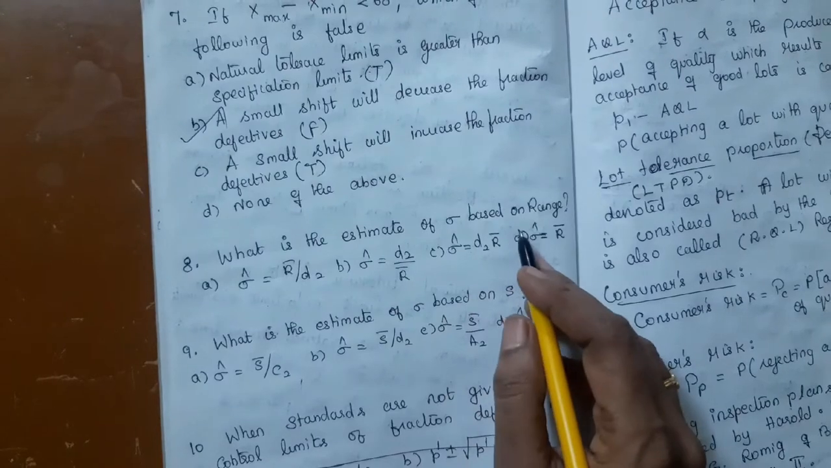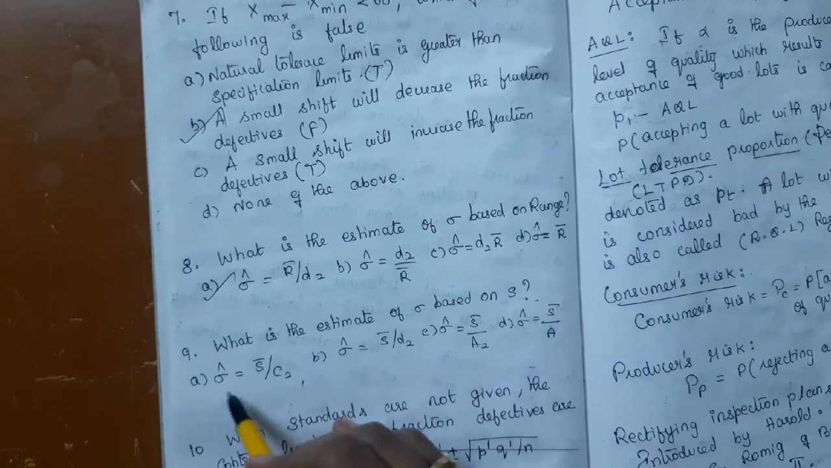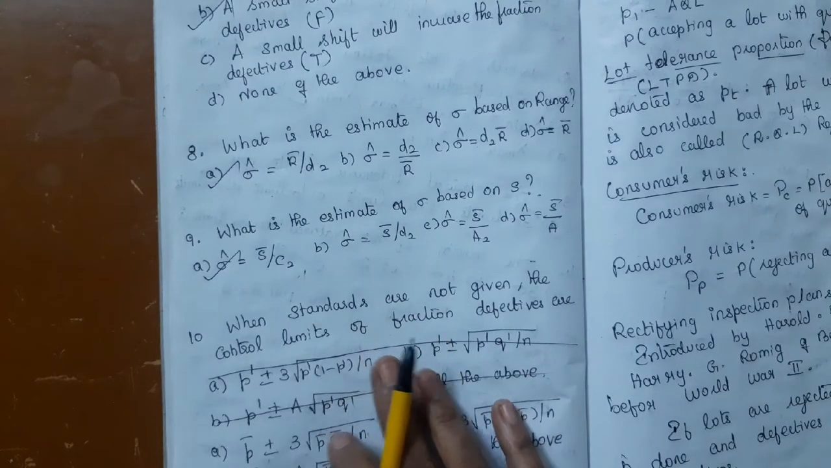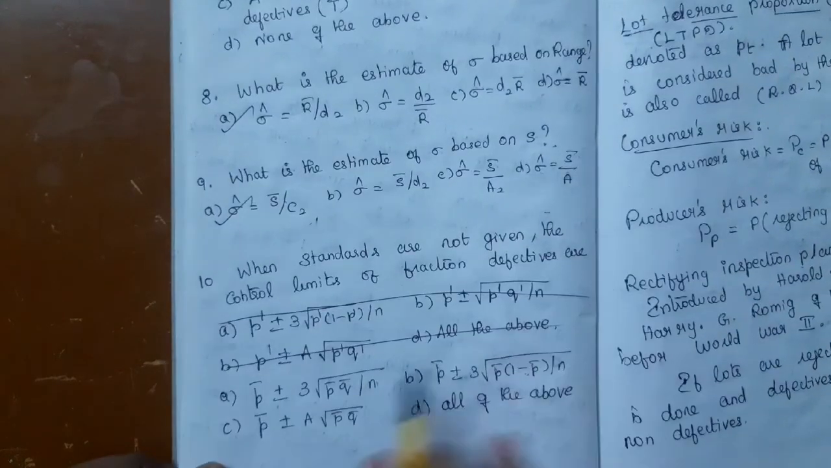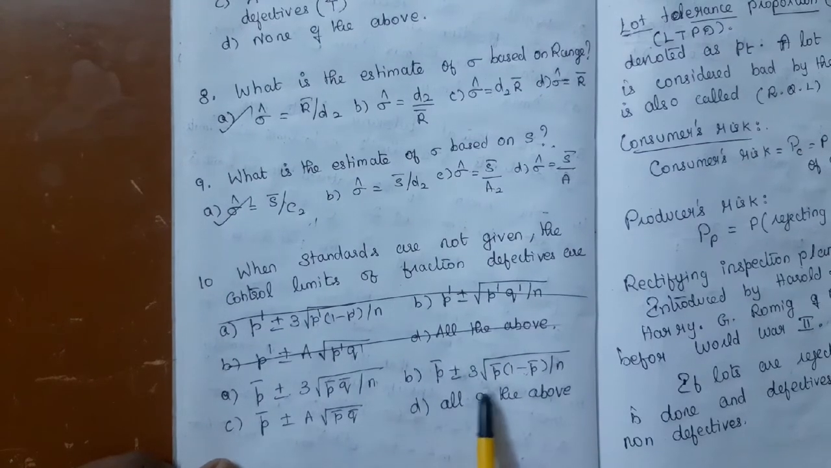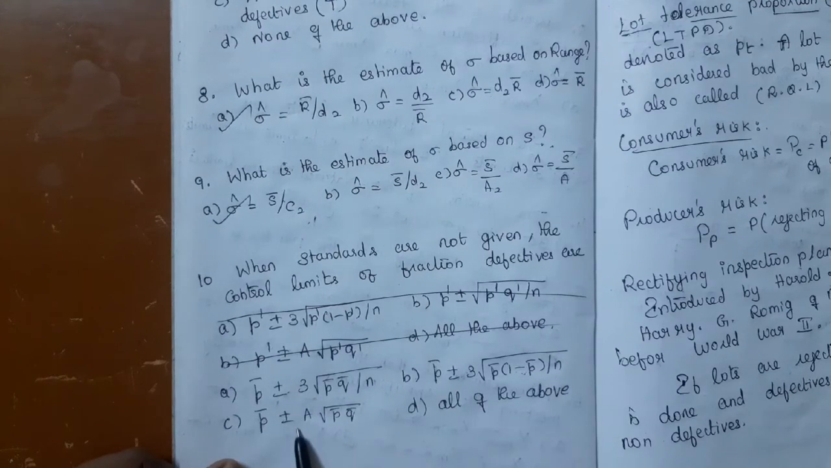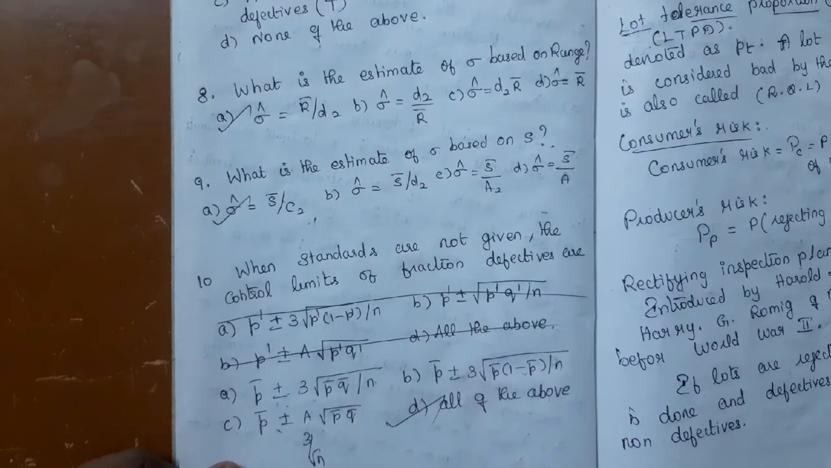What is the estimate of sigma based on R range? The estimate of sigma based on S is S bar by C2. When standards are not given, you should use P bar. The control limits for fraction defectives are P bar plus or minus 3 into square root of P bar Q bar by N, P bar plus or minus 3 square root of P bar into 1 minus P bar by N, P bar plus or minus A into square root of P bar Q bar. What is A? A is 3 by square root of N. So all are the same answers, all of the above.